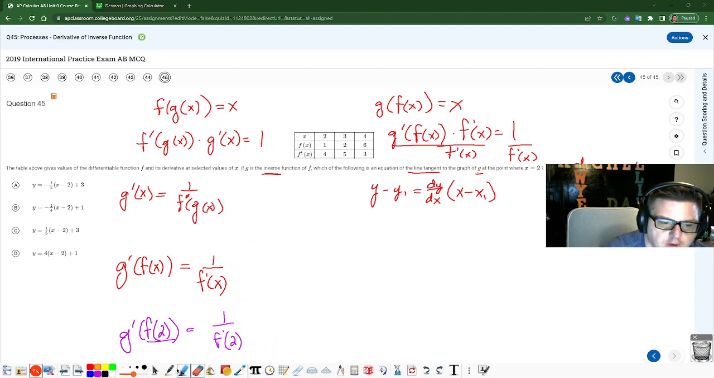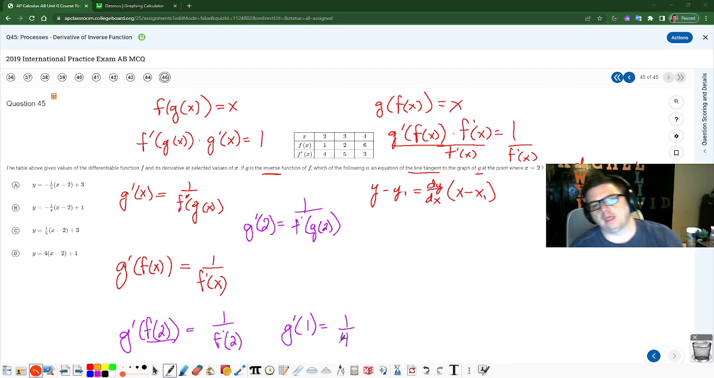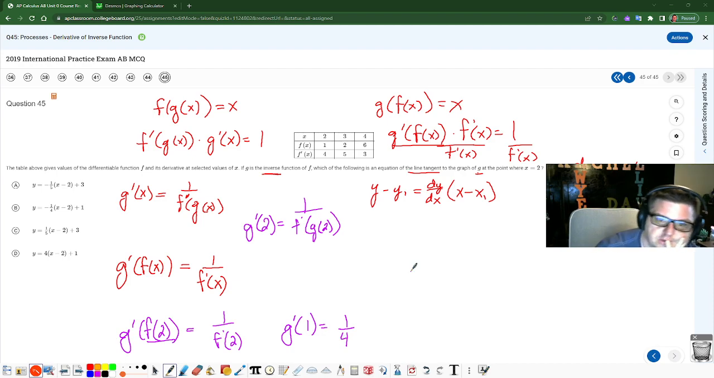Okay, let's keep this here. This may be beneficial to us later. Let's just keep it here for now. Okay, let's go through this one. g prime at 2 equals 1 over f prime at g of 2. And right now we don't know anything about g. All we know are f's. So if we do y minus y1, well, I don't know what y1 is yet. We need dy over dx and then x minus 2.